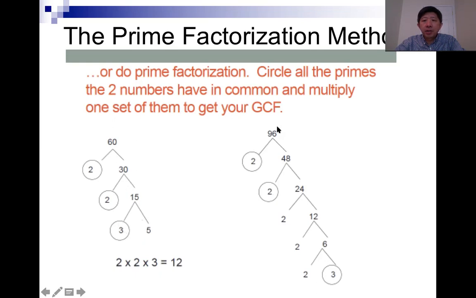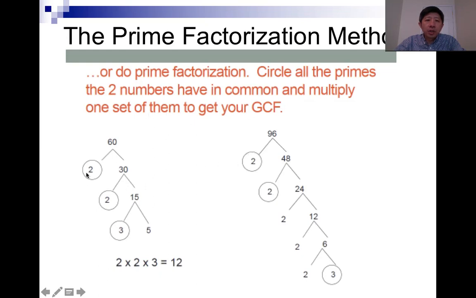Now what about 96? Take 96 divided by 2, you get 48. Take 48 divided by 2 and get 24. Take 24 divided by 2, get 12. Take 12 divided by 2, I get 6. Finally, we take 6 divided by 2, I get 3. Now we take the prime numbers the two numbers have in common and multiply one set of them to get the GCF.